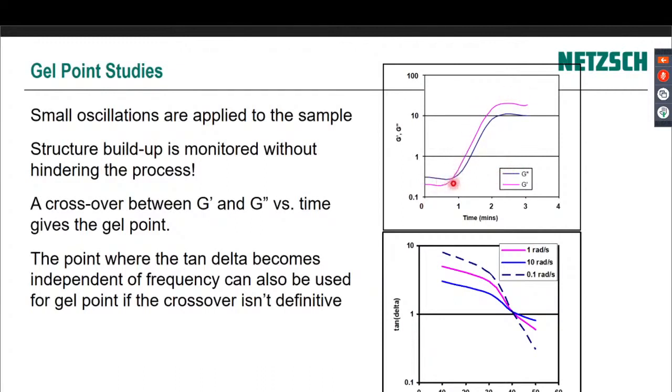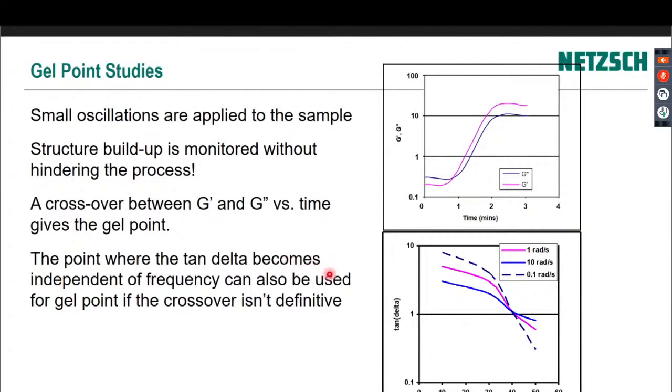You can see exactly what time it takes for gelation to start occurring. And so this idea of a crossover between G prime and G double prime is commonly used in industry as the gel point time, this time here, which is just under 1 minute in this case.